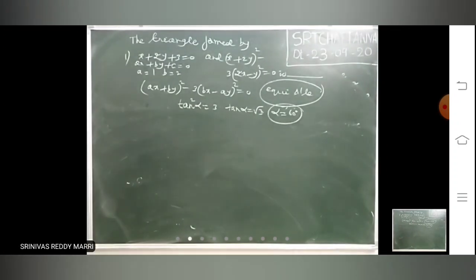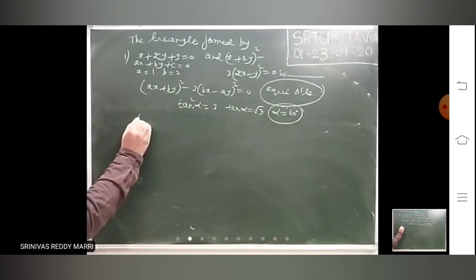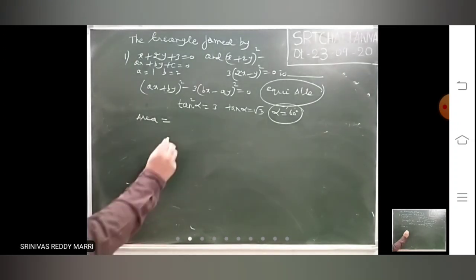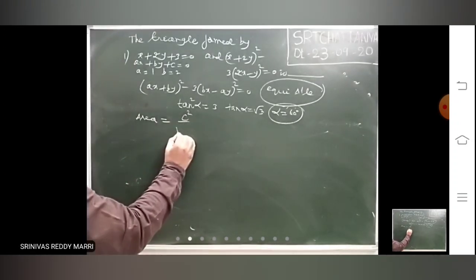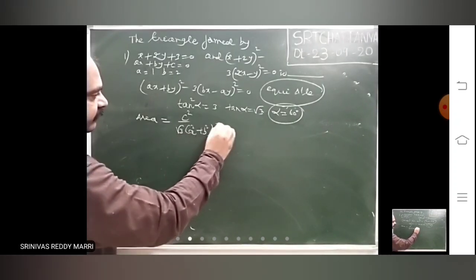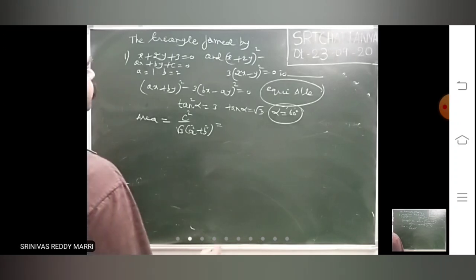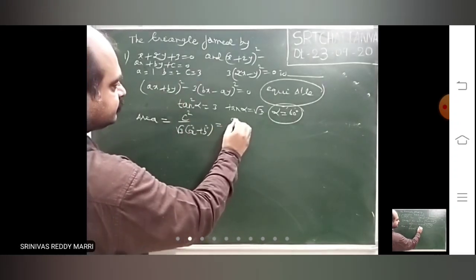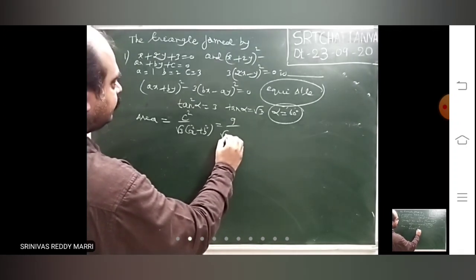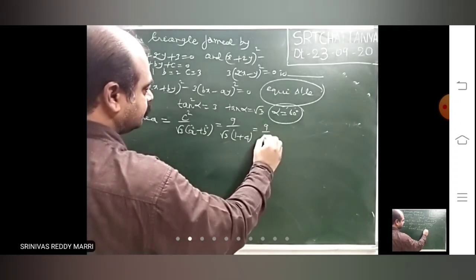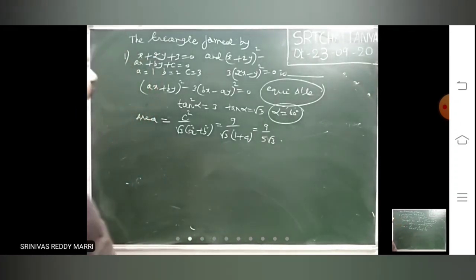He will ask. Suppose second problem. In this, suppose if he asks area of the triangle. Area of the triangle formula is what? c square divided by root 3 into (a square plus b square), equilateral triangle. So c square means 9 divided by root 3 into (1 plus 4). 9 by 5 root 3.